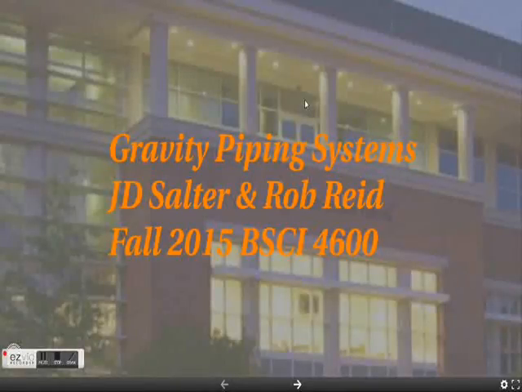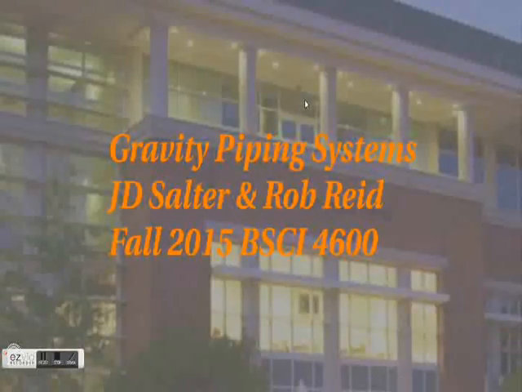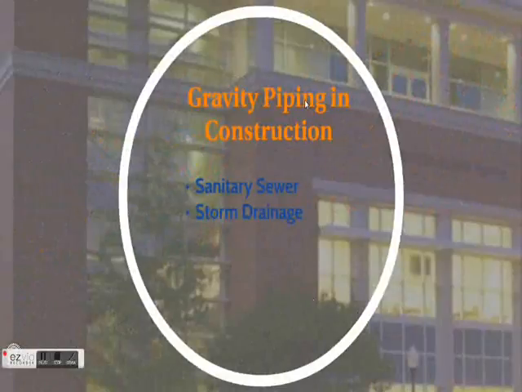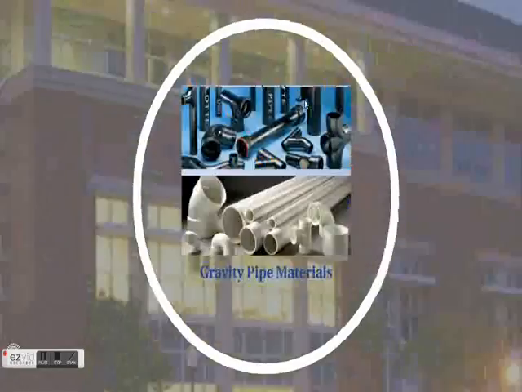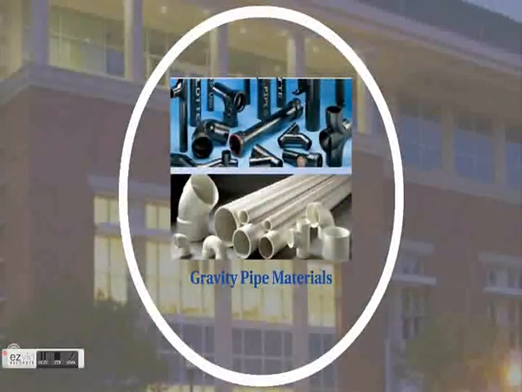In this video, we're going to be talking about scheduling and sequencing of gravity pipe. There are two main aspects of gravity piping: sanitary sewer and storm drainage. There are two types of materials used: PVC for underslab and cast iron no-hub for overhead. The procurement of these piping materials can have scheduling implications based on size, type, and quantity of pipe.